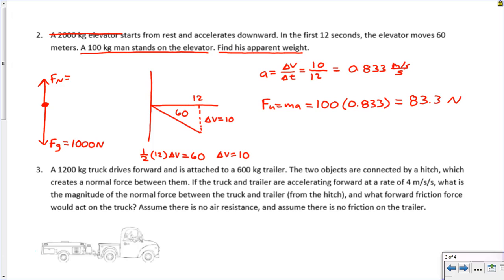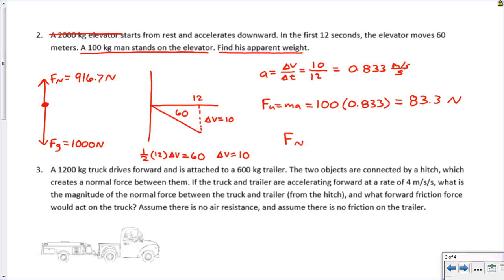We also know that the gravity is 1,000 and that the downward force is larger than the upward force. So logically speaking, what this tells us is that the normal force is 83.3 newtons less than the gravitational force. If that's the case, then we just need to take 1,000 minus 83.3, and what we get is that the upward force is 916.7 newtons. I asked you for the apparent weight. I don't think I talked about this before, but the apparent weight is the normal force between a person and whatever they're standing on. And so the normal force is the apparent weight. So that is the answer that we're looking for.